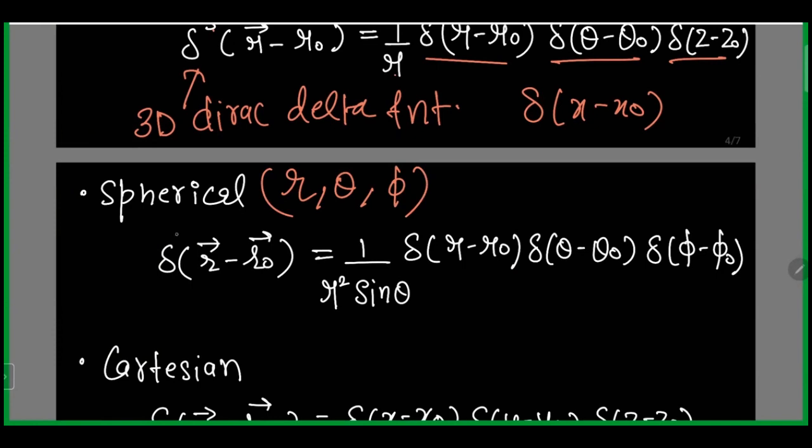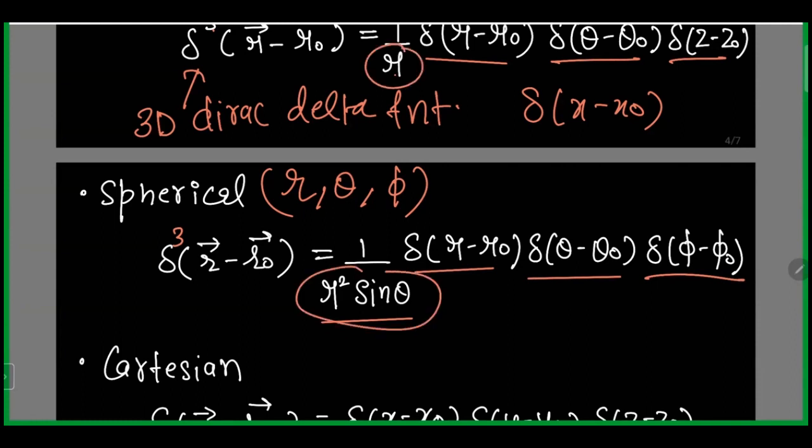So your delta cube will also be there. Delta cube r minus r naught will be 1 by r square sine theta into delta r minus r naught, delta theta minus theta naught, and delta phi minus phi naught. This r square sine theta is a very special thing. I will discuss this in my spherical coordinate system lecture: why only 1 by r square sine theta is multiplied, why nothing else is multiplied, why only r square sine theta. I will discuss this in my spherical and cylindrical polar coordinate system lecture.